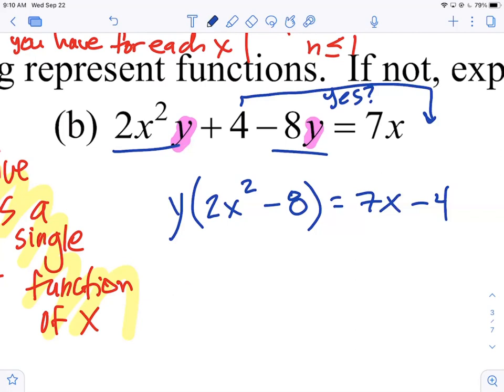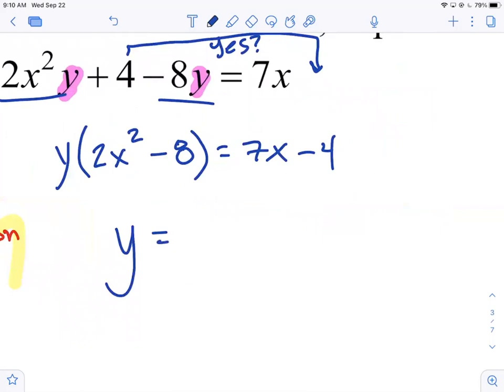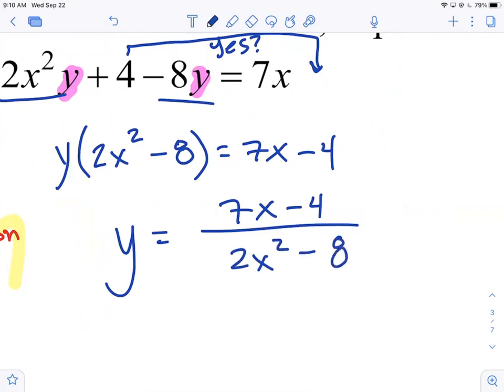I divide. So I'm not going to show that step, but if I divide both sides by 2x squared minus 8, it divides that on the left, and I end up with y equals 7x minus 4 all over 2x squared minus 8. Now, the bottom can factor, but that's not really what our goal is at this point. Our goal is to see if we can solve this for y equals a function of x. A single equation. Did I do that?